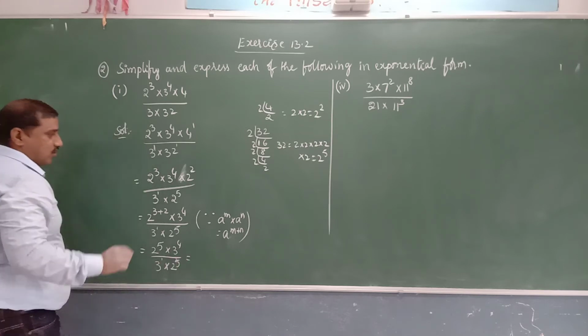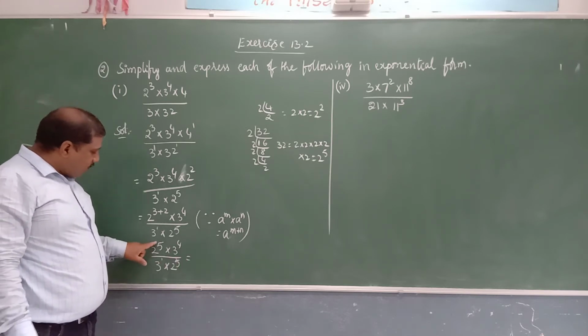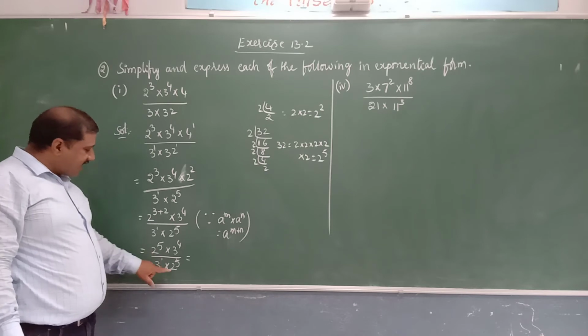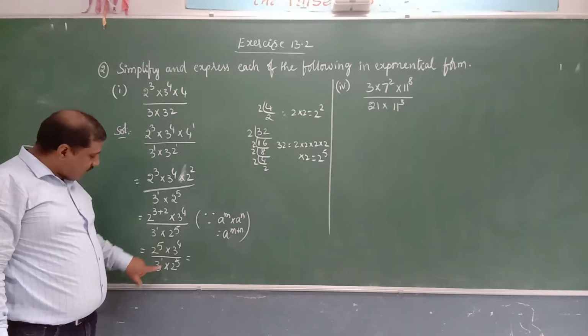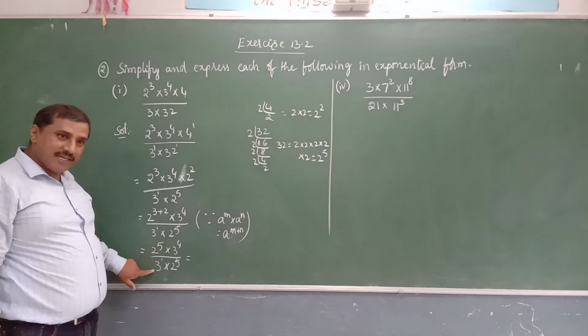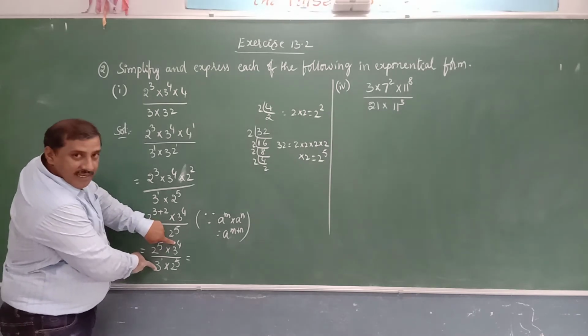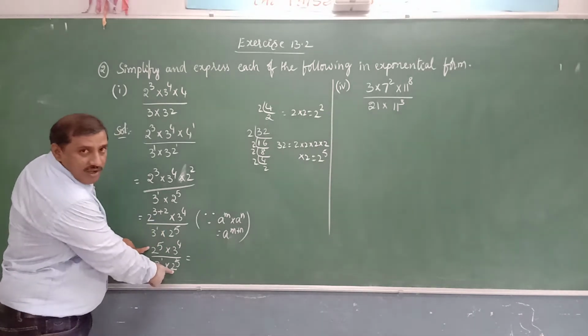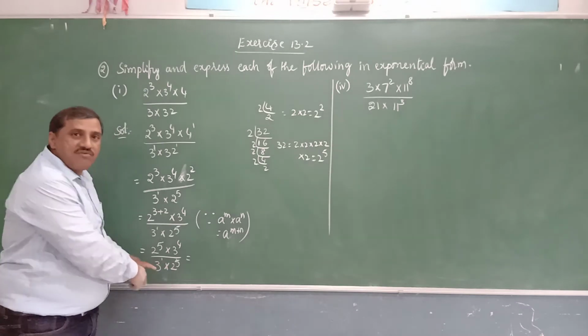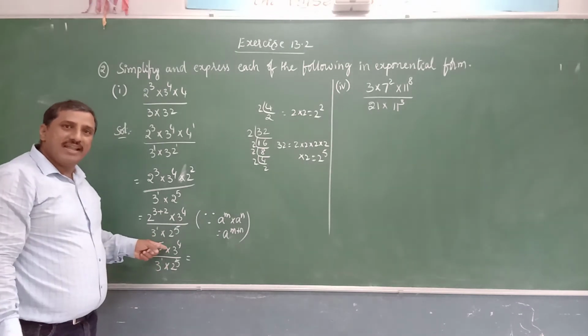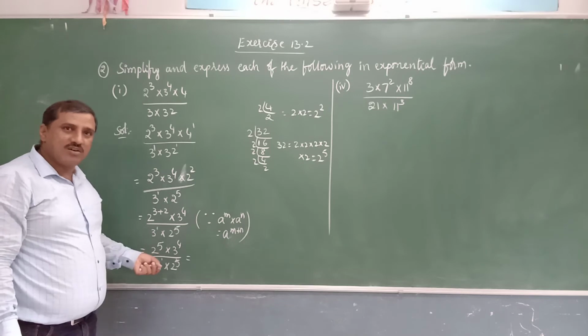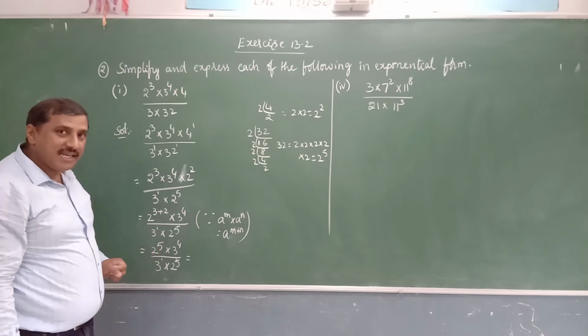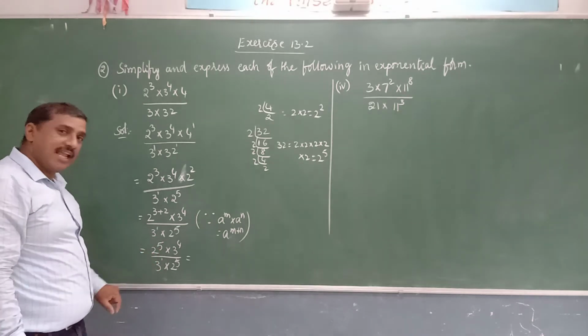Now you see here 2 to the power of 5 and 2 to the power of 5, the base is the same. 3 to the power of 4 and 3 to the power of 1, here also the base is the same. For these two we can apply the second law of exponents, and for these two we can apply the second law of exponents. What is the second law of exponents? a to the power of m divided by a to the power of n is equal to a to the power of m minus n. That is, we subtract the powers.